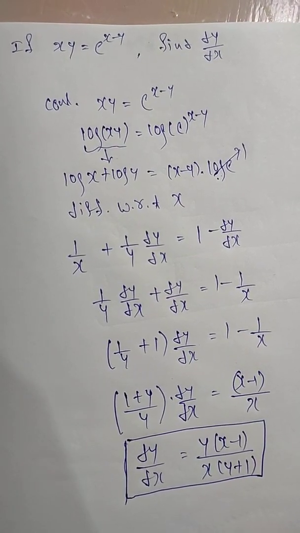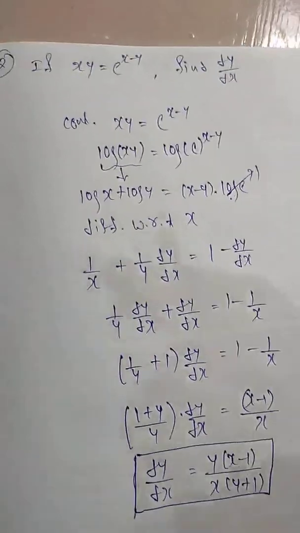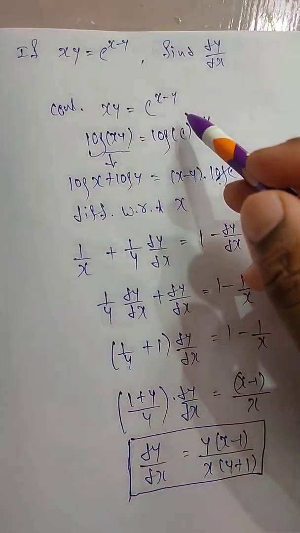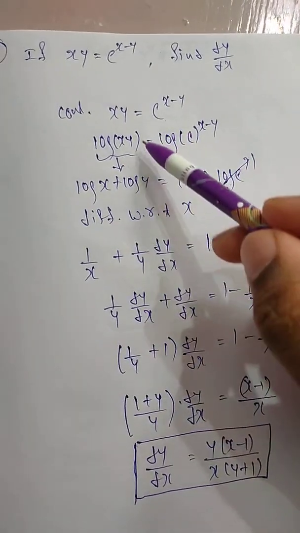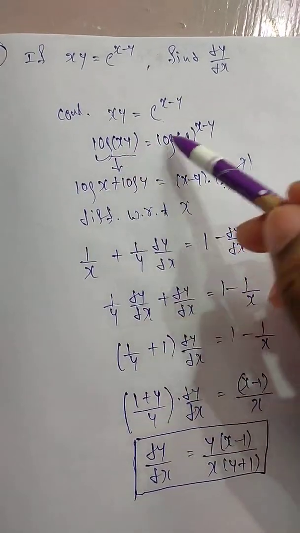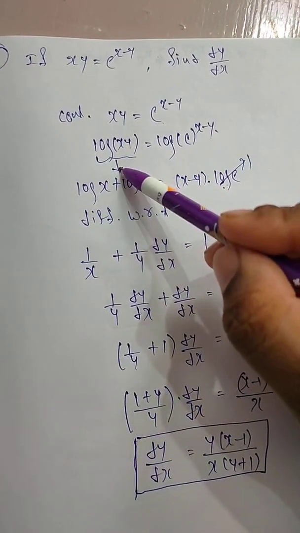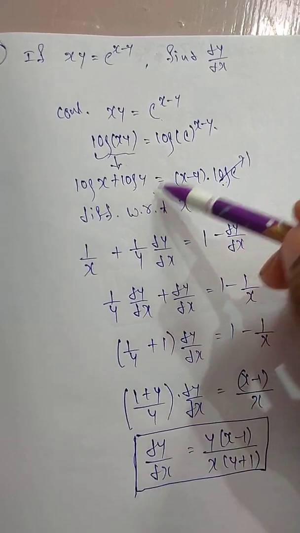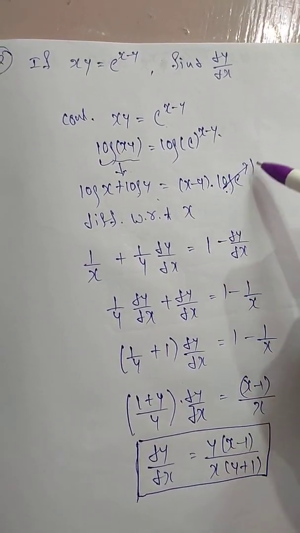See here. If you differentiate this problem directly, it will be difficult for you people. We can't differentiate. This is a function to the power of function. So we are applying the log on both sides. Log x to the power of y is equal to log of e to the power of x minus y. Here we are applying the first property of logarithm, log x plus log y. Third property of logarithm, x minus y into log e. The log e value is 1.